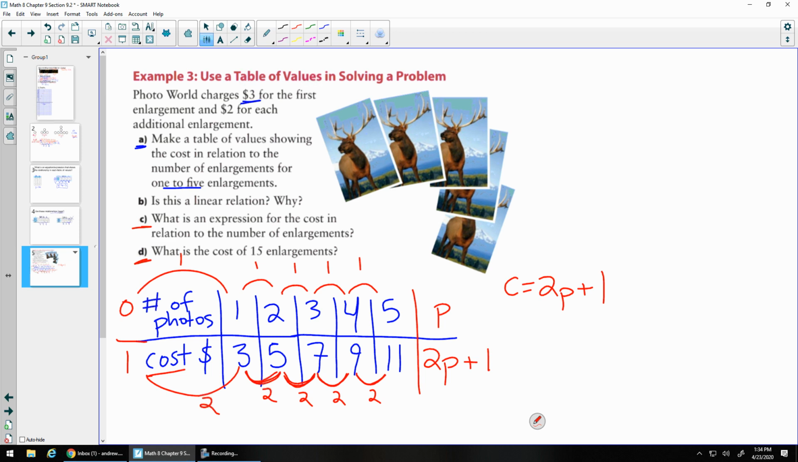And so if we're looking at D, what is the cost of 15 enlargements? Well, if we need 15 photos to figure out the cost, we can just put that in for P. So 2 times 15 plus 1. So the cost is 2 times 15 is 30 plus 1. So the cost would be $31 for 15 enlargement photos. Okay? So that's how we're using this table of values, and then from that table of values we can find this expression, and then using that expression we can find values for much larger values without having to just continue on making a really long table of values.